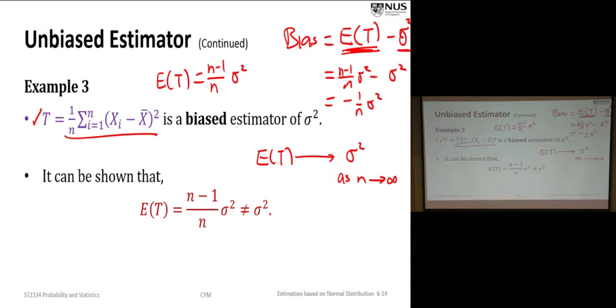So that means in the long run, you expect that if you take many samples and calculate many T's, and take the average of all these T's, the answer is not sigma square, but slightly less than sigma square. By how much? By 1 over n sigma square. So that is the bias. Negative means that it underestimates. Positive means it overestimates. Not always, but on average, it gives you an answer that's bigger than what it should be. That is overestimate.